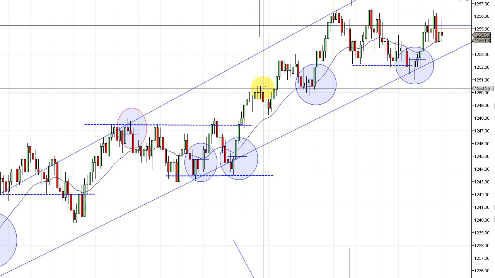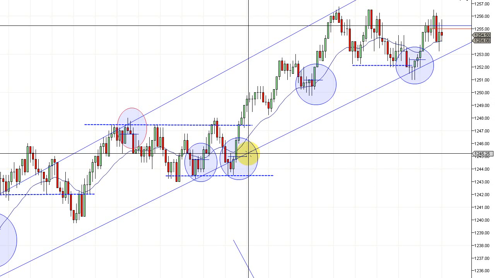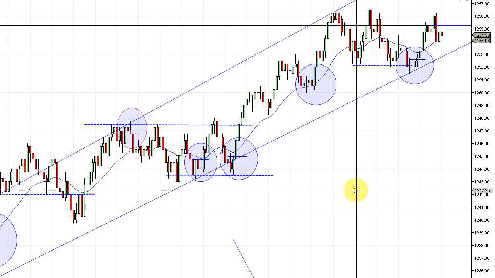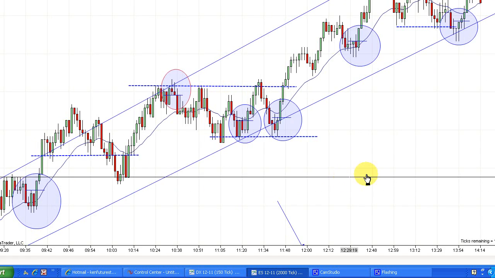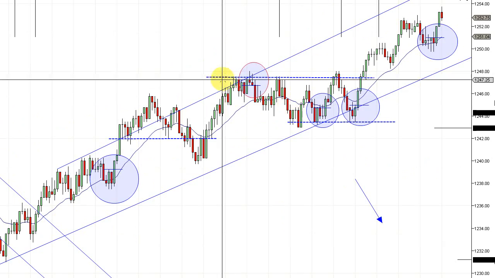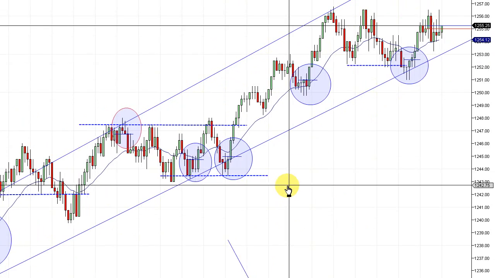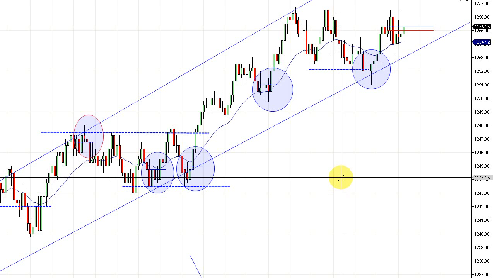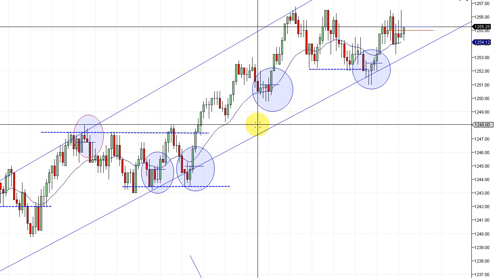Even if you exited off this high, it was probably 3 or 4 points there. That's a great entry, and that's the kind. Most of your best entries are going to be off these lines, and so you've got to learn to find these trend lines and these trend channels, because that's where most of your greatest entries are going to be.